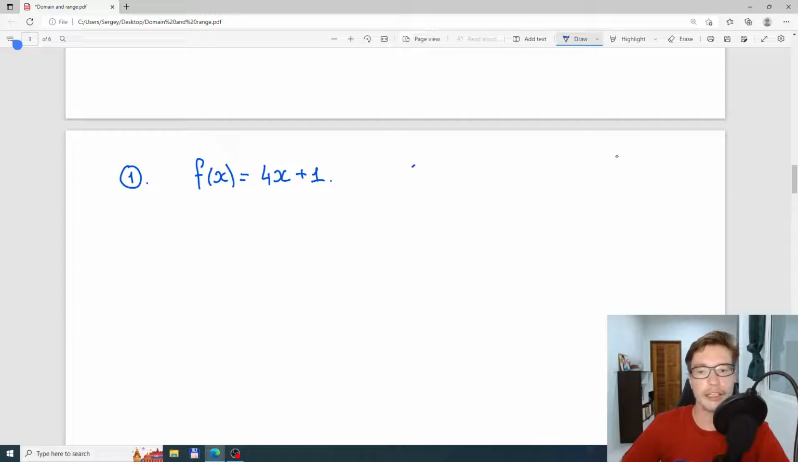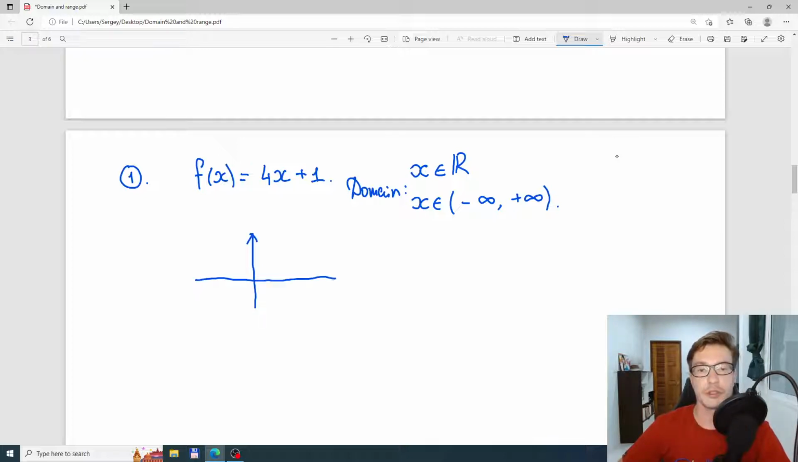And we can write it in several ways. So the first one would be x is any real number, which can be written like this, or you can write it as x is from minus infinity to positive infinity. So that is going to be our domain. Now, what about the range? To find the range, the easiest thing to do is to sketch the function. 4x plus 1 is the linear function. So the graph of this is going to be a straight line.